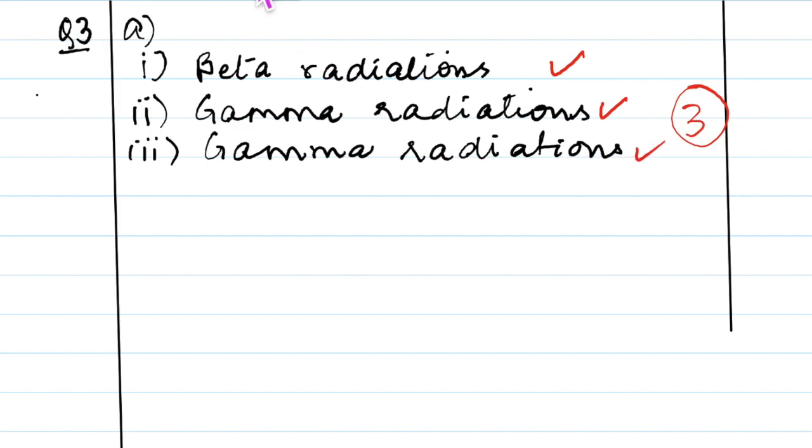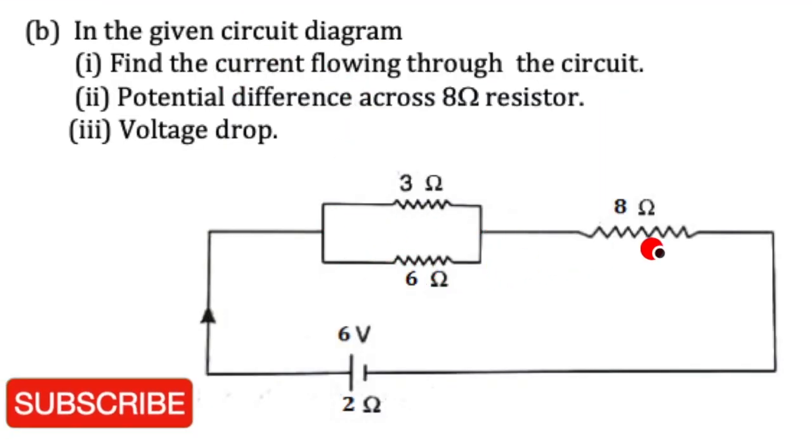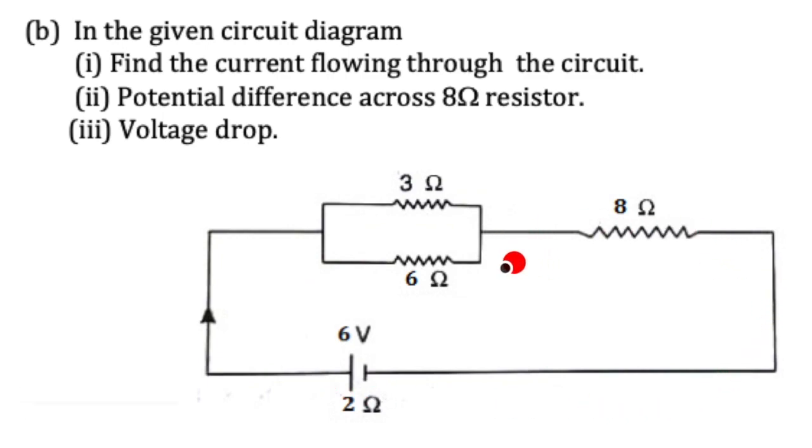Let us come to 3B. 3B is a circuit diagram like so. So we'll have to show this in rough, and then we have to find the current flowing through the circuit.